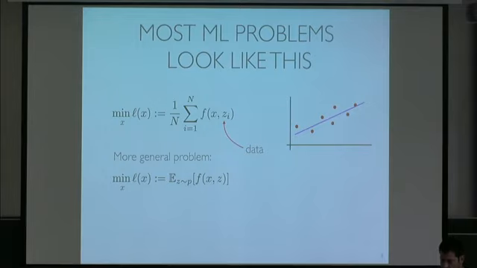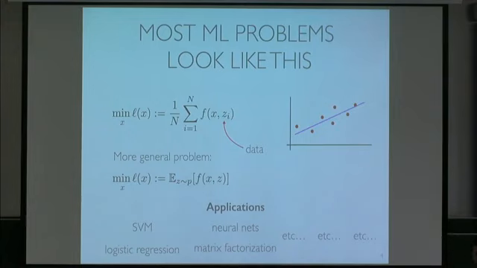And in a more general case, you might think of your data set as being infinite. So maybe there's, say, an infinite set of images or an infinite set of objects that you want to categorize. And in that case, what we really care about is the expected value of that loss function with respect to data points chosen from the distribution of possible data points that you could have chosen. And there are many applications for this kind of formulation. Support vector machines, logistic regression, neural nets, matrix factorizations, etc. Almost any machine learning problem really fits into this framework.